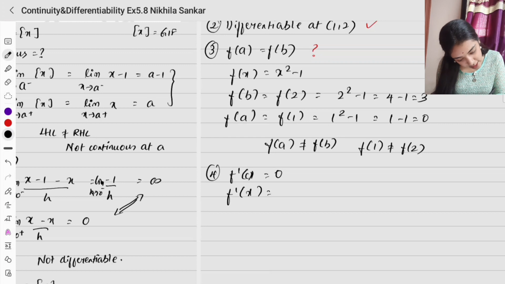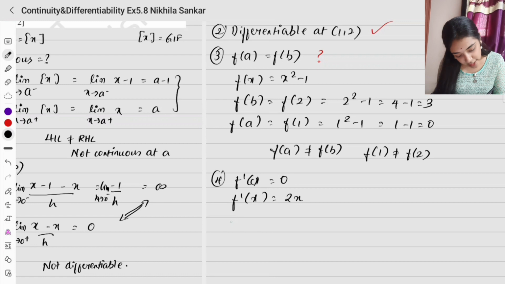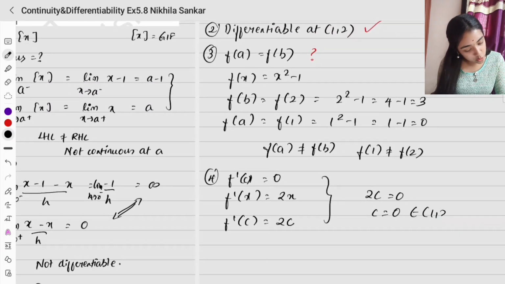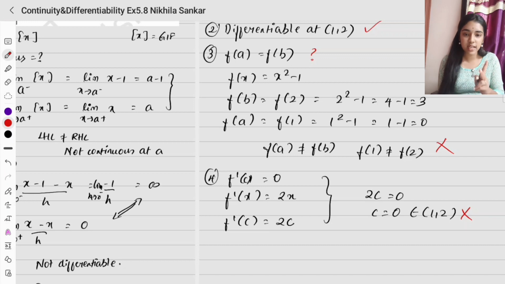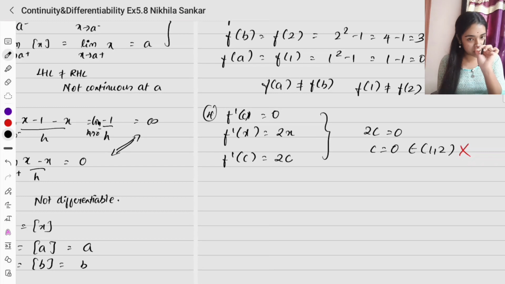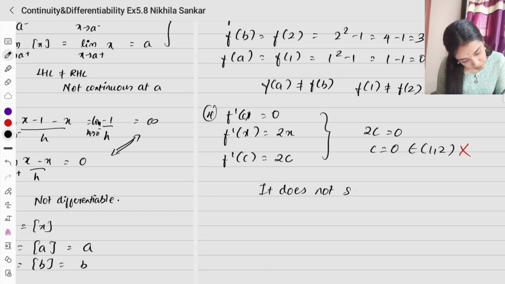F dash of x is going to be 2x. Correct? X square differentiate, I'll have 2x. So I have f dash of c equals 2c. When I equate the two, I'll have 2c equals 0. c equal to 0. But what is our range? c has to belong to 1, 2. This is also not satisfied. So this is not the correct value of c, and this is also not satisfied. It has only satisfied the first two conditions. It has not satisfied the last two conditions, which means it does not satisfy Rolle's theorem. Okay? So it does not satisfy Rolle's theorem.